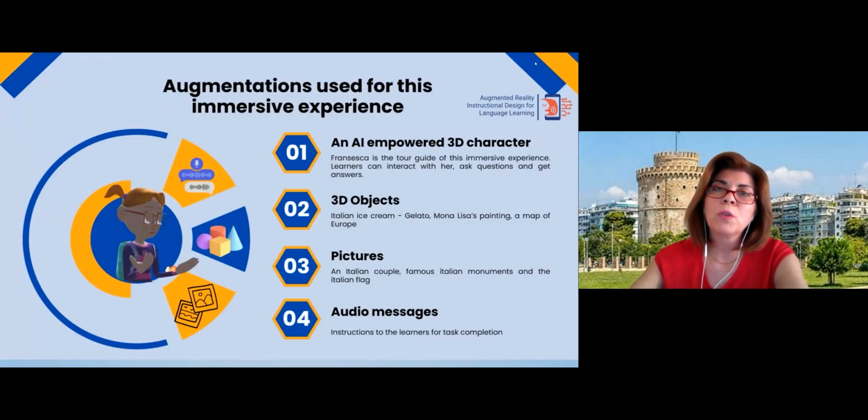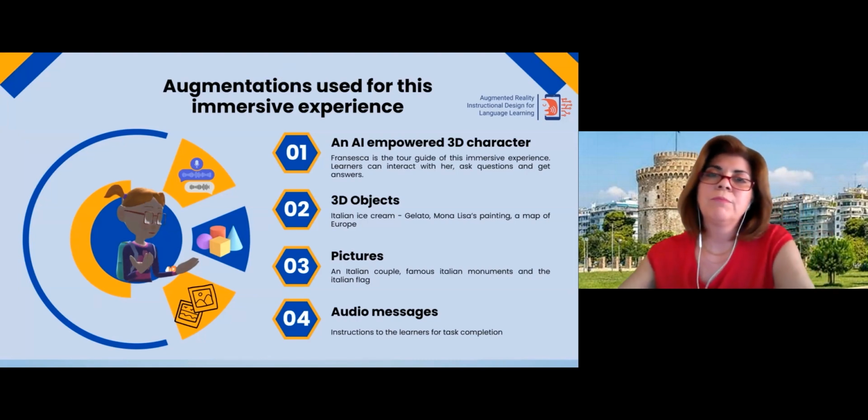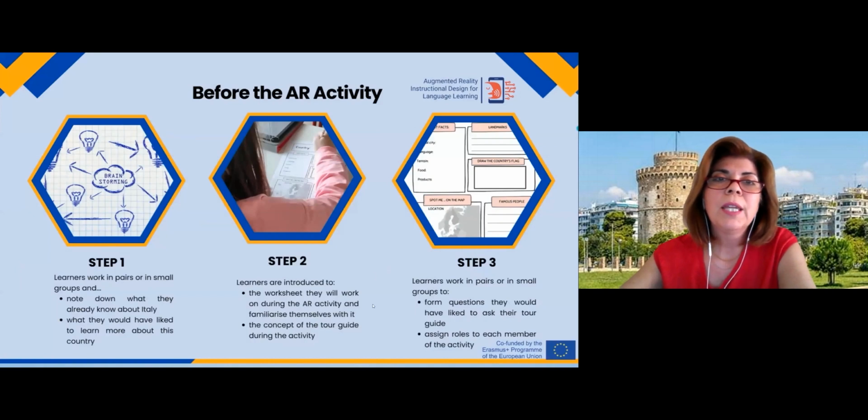We used 4 types of augmentations. Of course, we had the AI-empowered 3D character, cute Francesca, everybody liked her. Learners could interact with the AI agent. There was a variety of 3D objects, including an ice cream, a gelato, Mona Lisa's painting, and a big map of Europe. There were a few pictures depicting an Italian couple, famous Italian monuments, and the Italian flag, and a few audio messages with basically instructions to the learners for the task completion. The activity was divided into 3 big stages.